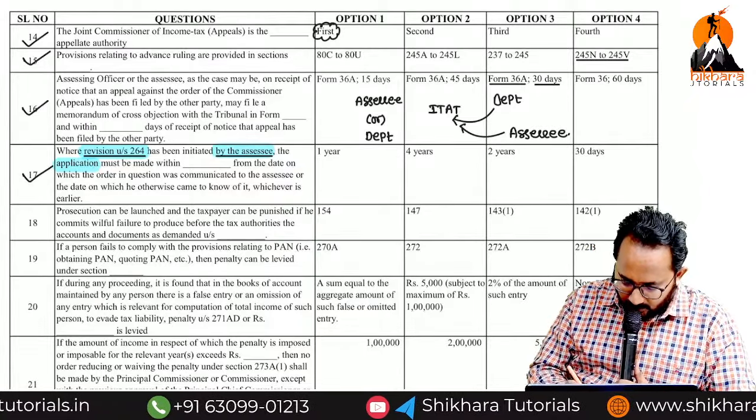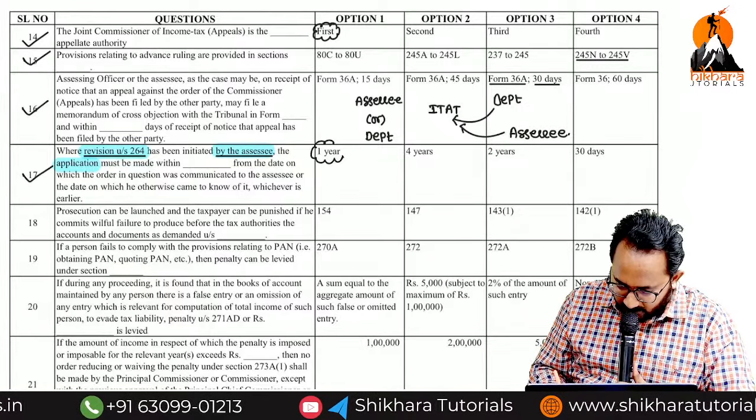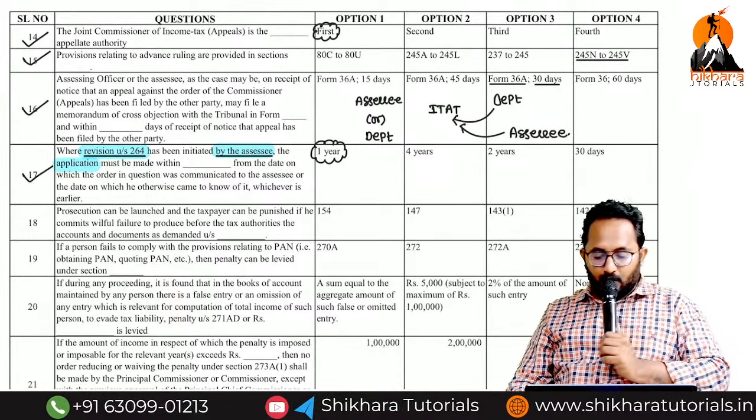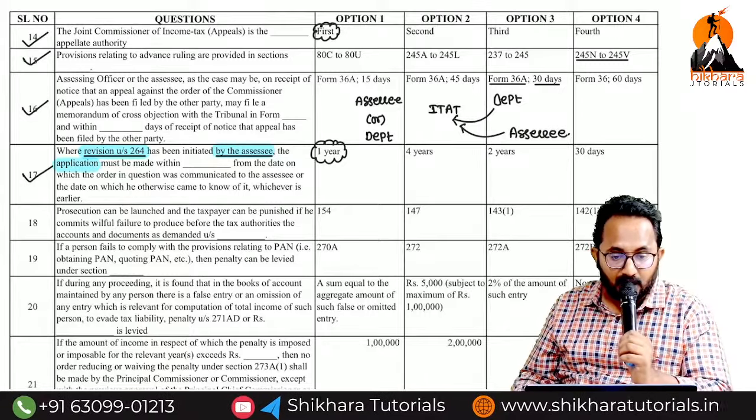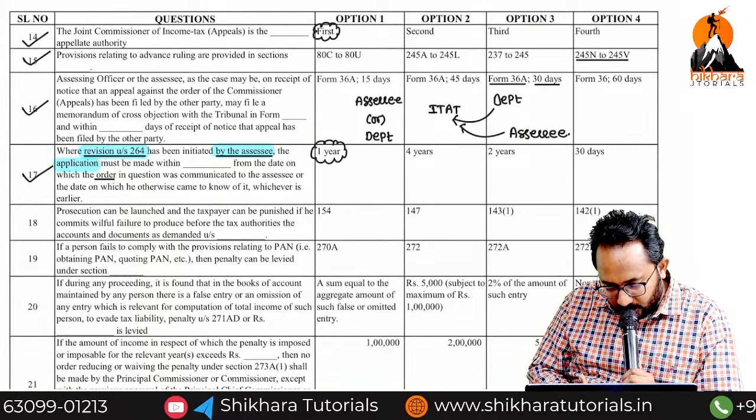Now they are asking within how much time we are required to make an application. Within how many years? Within 1 year from the date of order. From the date of order.